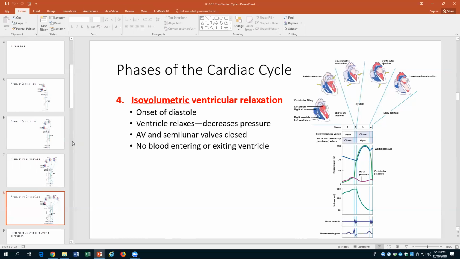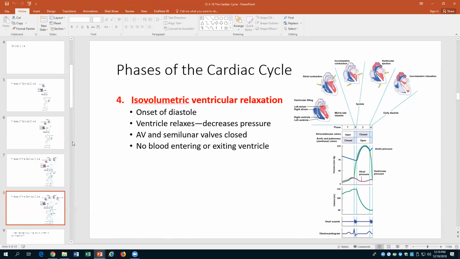Until that pressure drops lower than what's in the atria so that we can have our gradient again, we don't have filling. When that happens, when that pressure drops lower than what's in the atria, we start over again with phase 1 when those AV valves open up again. So basically the pressure in each of the two chambers is dictating which valves are open, which valves are closed, and where the blood is flowing.